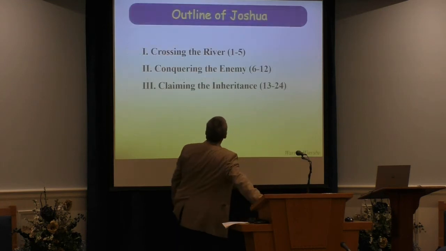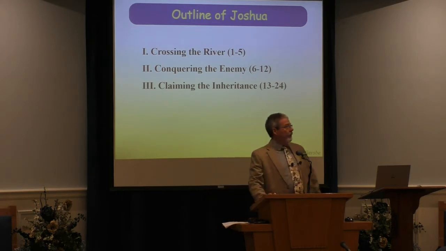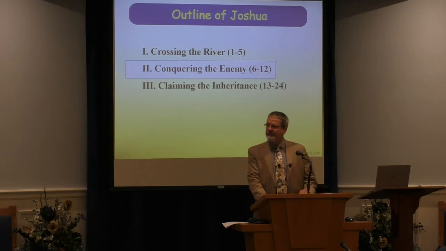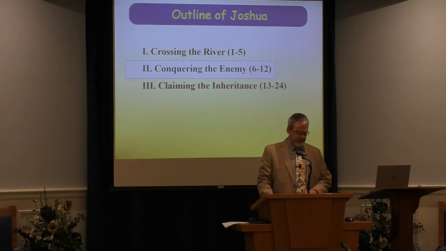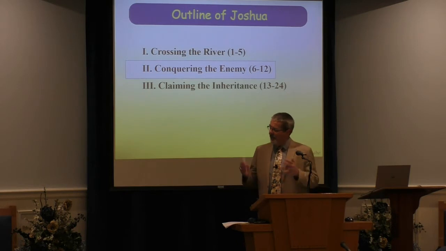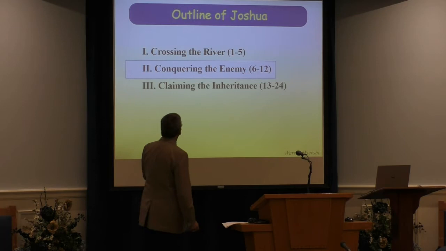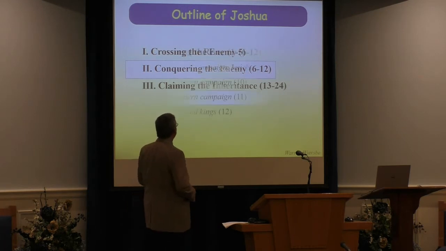Here is our outline of the book of Joshua as per Wiersbe. It deals with three matters: the crossing of the river, and we are in the section, chapters 6 through 12, the conquering of the enemy, which we'll finish next week. Chapter 12 is basically a listing of the kings that were conquered and how many. We'll deal with all of that next week. Other than that, when we get through tonight, we're through with the conquest. Chapters 13 through 24, which we'll get into next week, deal with the claiming of the inheritance.